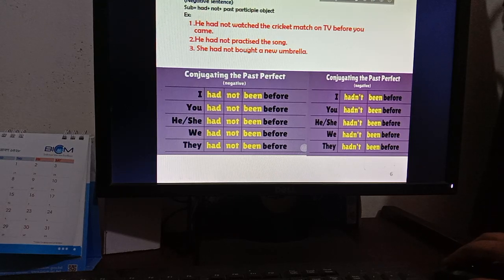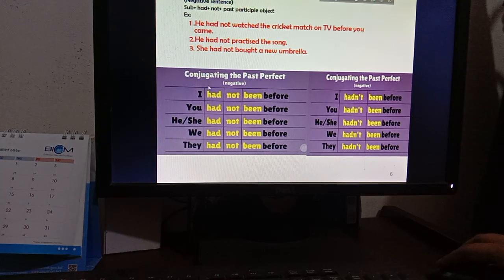Then number 2, he had not practiced the song. There is only one action and it is following the structure. The structure is subject plus had plus not plus past participle form of the principal verb. Practice is practiced, then the song is the object. Number 3, she had not bought a new umbrella. Again, this is following the structure, so you need to follow the structure.